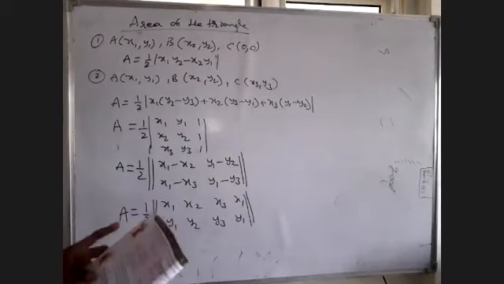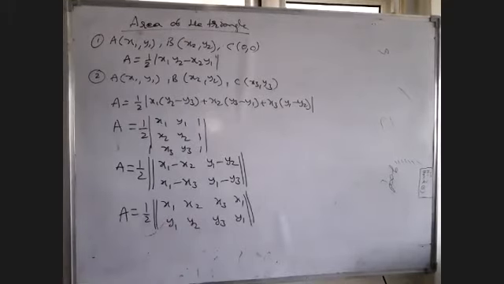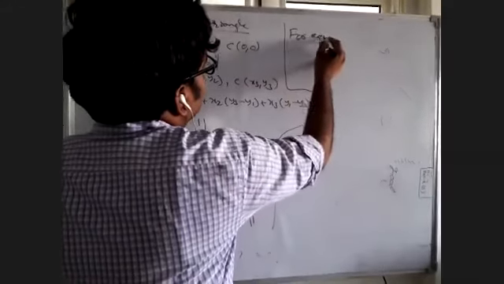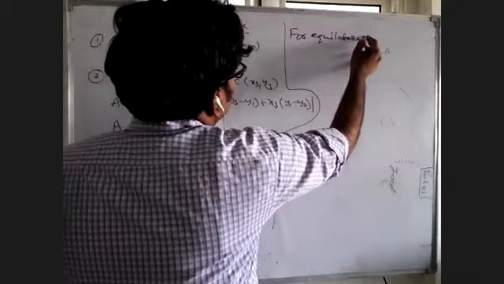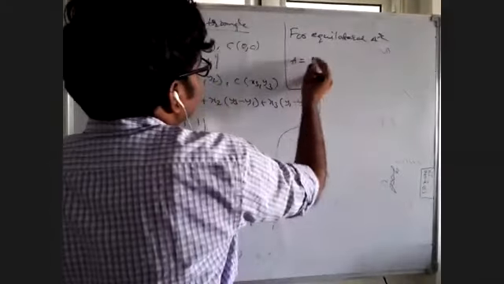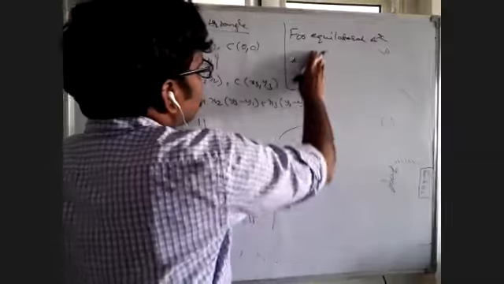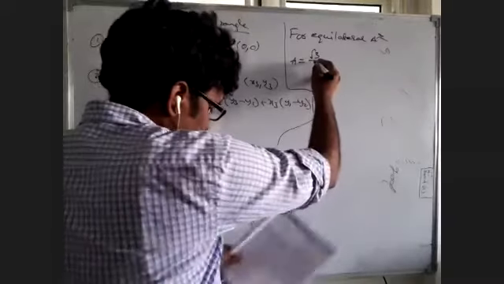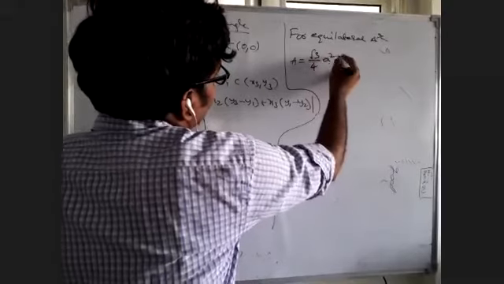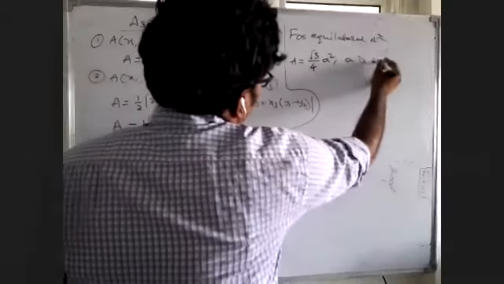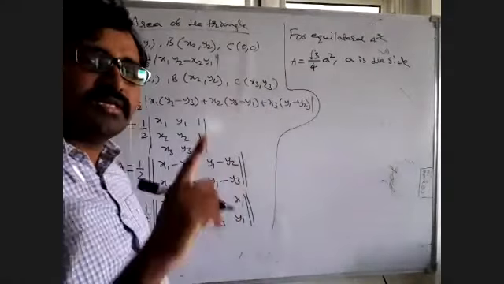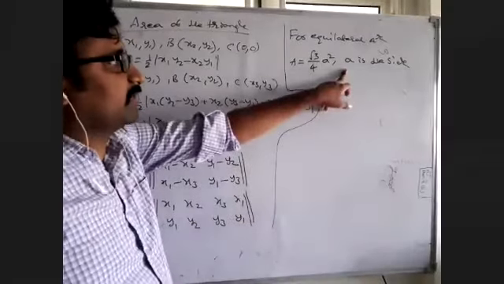And one more: if the triangle is an equilateral triangle, then what is the area? For an equilateral triangle, area is equal to root 3 by 4 into a square, where a is the side. Since this is an equilateral triangle, the three sides are the same, the side is a, and this is the area.